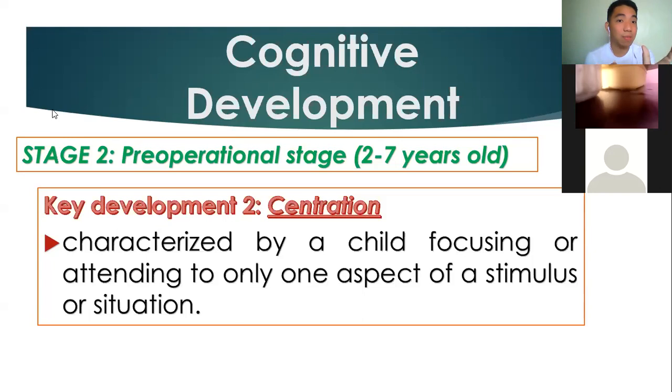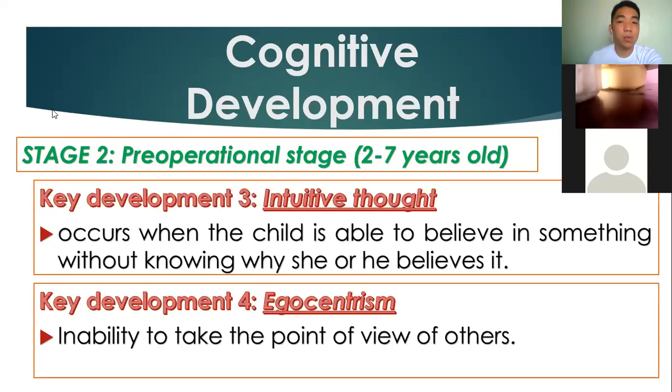So, that's centration. When we say centration, it's judging based on one criterion. The other characteristics, the other criteria, don't matter at all. And it's reality. If you ask a child aged 2 to 7 years old, you could really tell that they will say the one in the tall glass has more. So, that's centration. The child is centered on one characteristic when he or she judges. Okay? So, that's first.